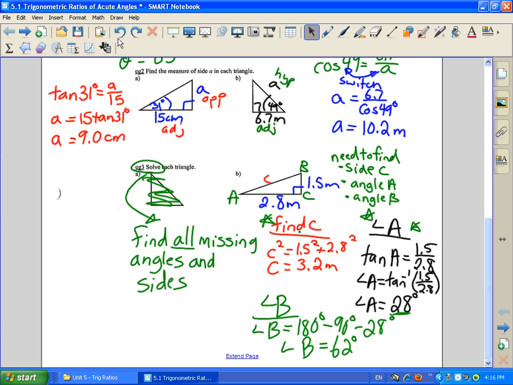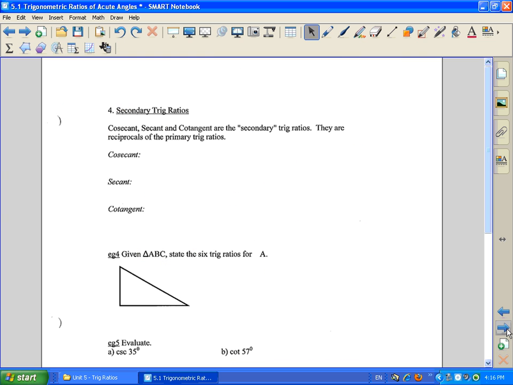Are you ready? Here we go. Sometimes these are called secondary trig ratios, but sometimes they say there are 6 primary trig ratios. But we'll call them secondary trig ratios for now. And they are called the cosecant, secant, and cotangent. And they are the reciprocals of the primary trig ratios.